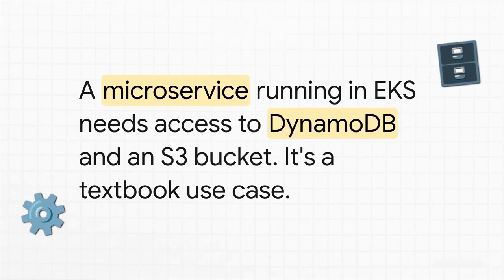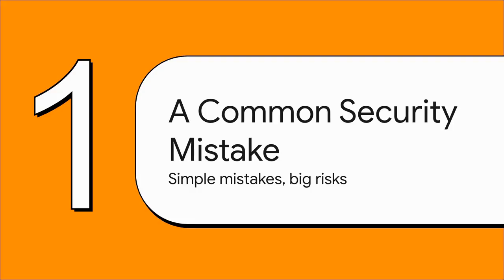Okay, so to make this super practical, we're going to build this whole explainer around a scenario that I bet a lot of you have seen. We've got a microservice running in EKS, and it needs to talk to DynamoDB and S3. I mean, that's pretty much a textbook cloud-native setup, right? And you know what? It's in these super common, everyday setups where we see the most frequent security mistakes. We're not talking about some super complex zero-day exploit here. Nope. We're talking about simple oversights that, frankly, can have massive, system-wide consequences.